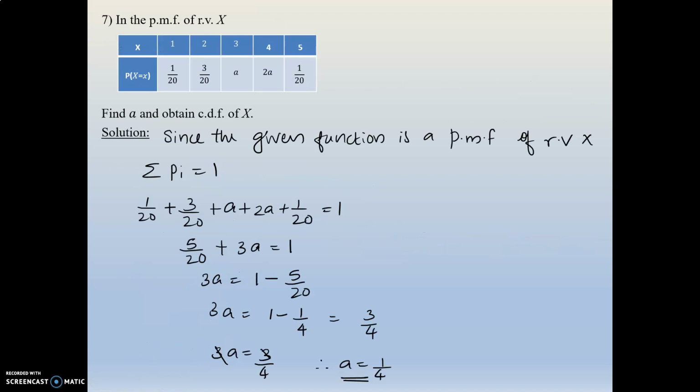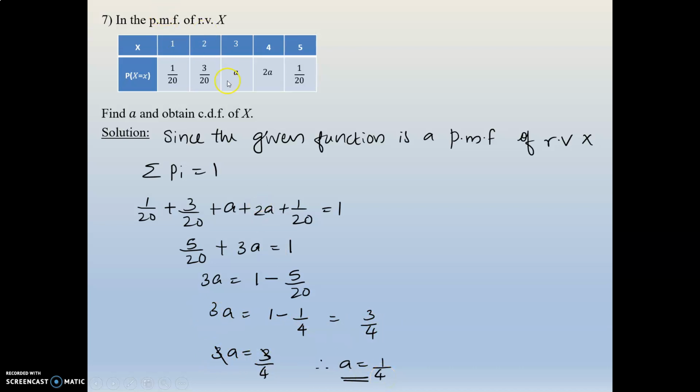The probability mass function of random variable x is given here. Find a and obtain the cumulative distribution function of x. Since the given function is a probability mass function, sigma p is equal to 1. So adding all these values gives 1: 1 upon 20 plus 3 upon 20 plus a plus 2a plus 1 upon 20 is equal to 1. That is 5 upon 20 plus 3a is equal to 1. So 3a is equal to 1 minus 5 upon 20, which is 3 upon 4. Cancelling 3, a is equal to 1 upon 4.